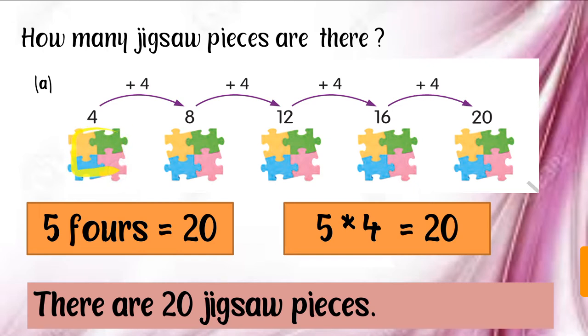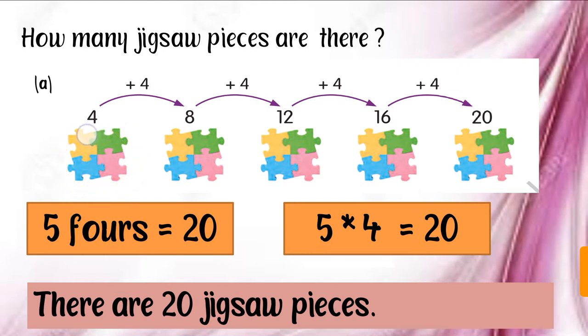The first question asks us how many jigsaw pieces are there? So we have to count the jigsaw pieces. First we have to count the groups. First group, second group, third group, fourth group and fifth group. So total 5 groups are here. And in each group, how many jigsaw pieces are there? Each group is having 4 pieces.